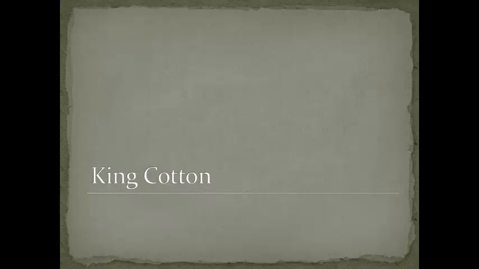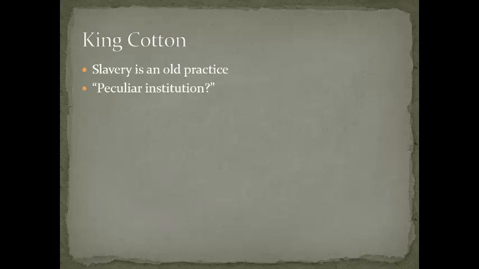First thing I want you to understand, and we've already discussed this before, is that slavery is an old practice. It's as old as mankind itself, and even in the United States, by the time of the 1800s, it's a very, very old practice. Slavery has been practiced since before there was a United States, right? It's been practiced for at least 200 years.